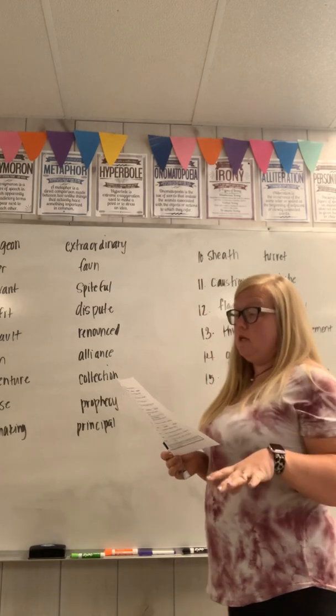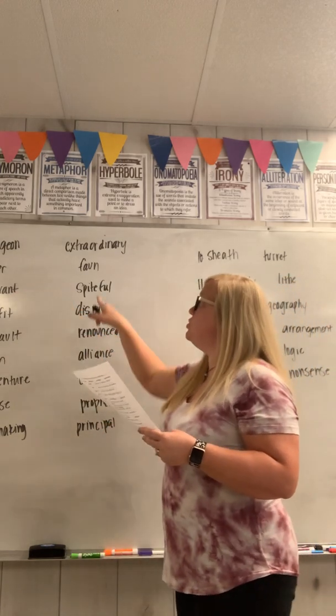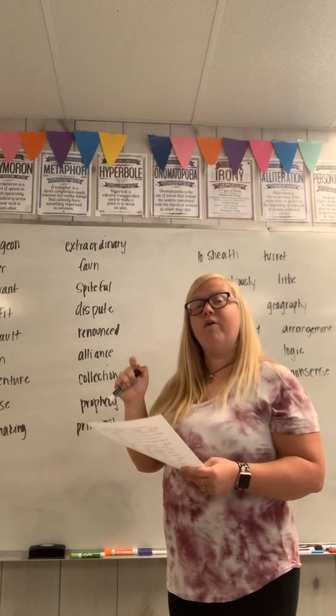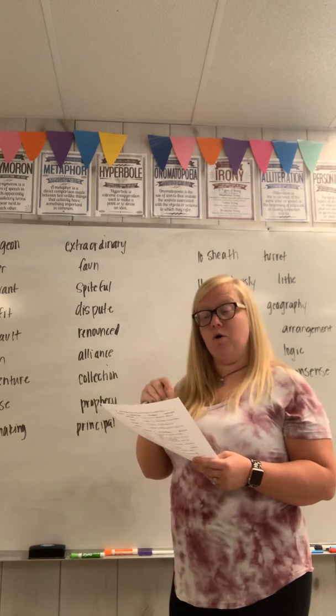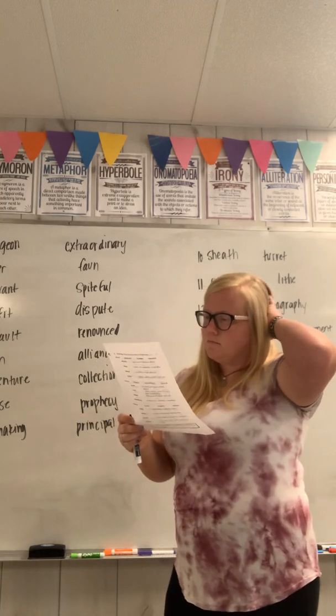Number two, dominion is to power, as unicorn is to fawn, all right? So you're finding some kind of similarities between the words they give you and then your choices.